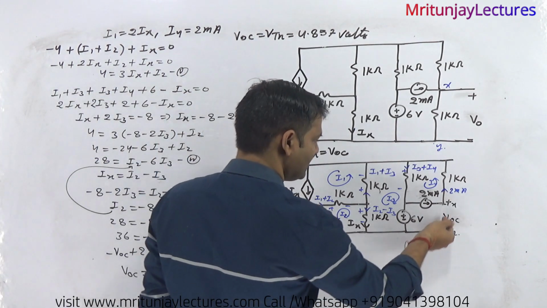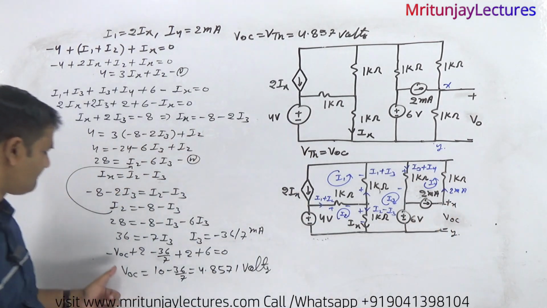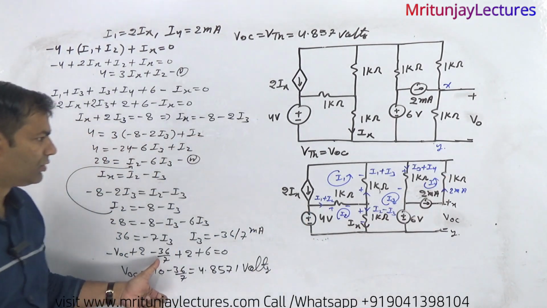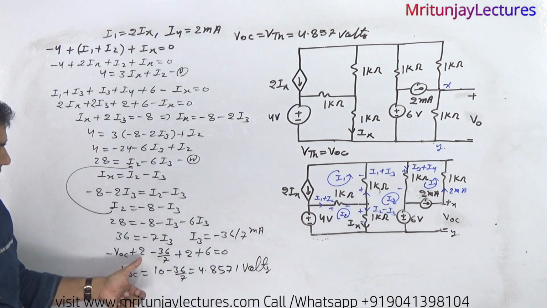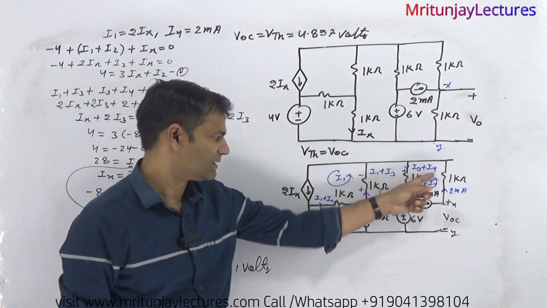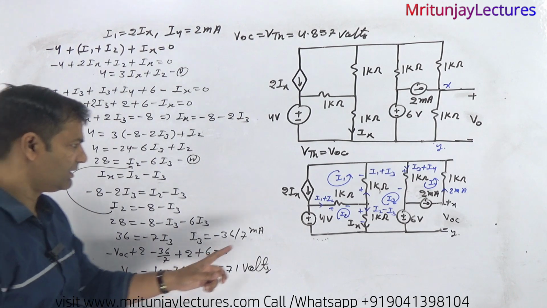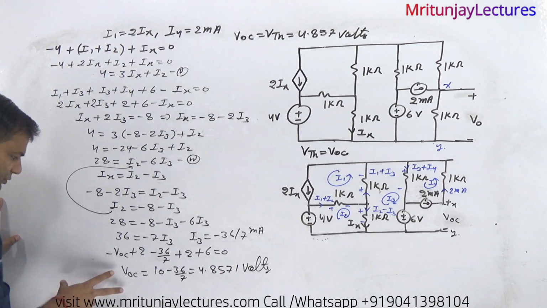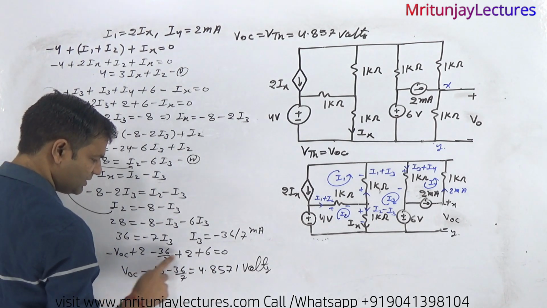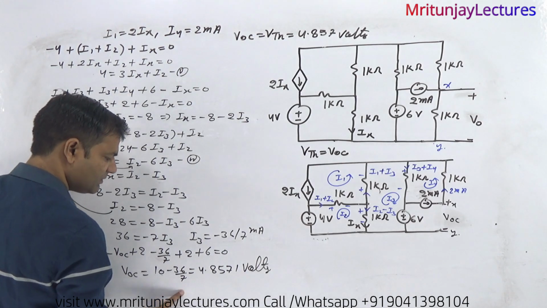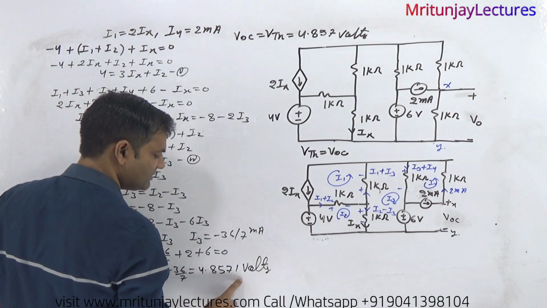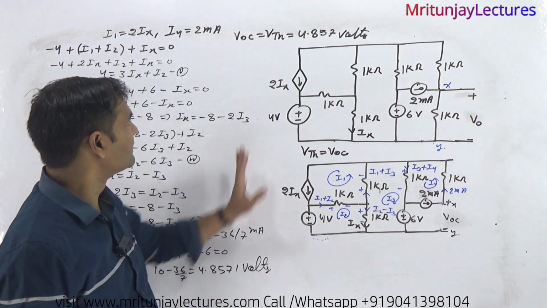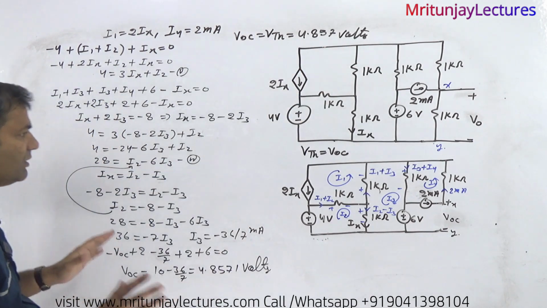Now apply KVL in this loop: -2 plus V of OC minus V of OC plus 2 into 1k, that is 2, and I3 plus I4. I3 is minus 36 by 7 and I4 is 2, plus to minus 6 volt, this will be equal to 0. So V of OC is 10, adding 2 plus 2, 4 plus 6, 10; 10 minus 36 by 7, then we got 4.8571 volt, that is VTH. Okay, that is V of OC, that is VTH. Clear or not?